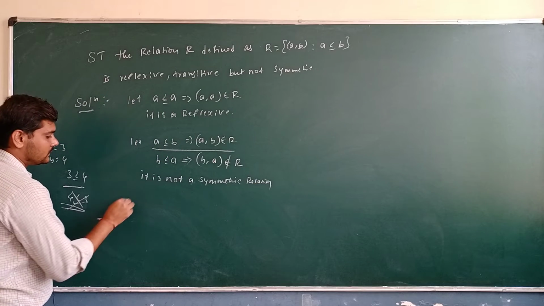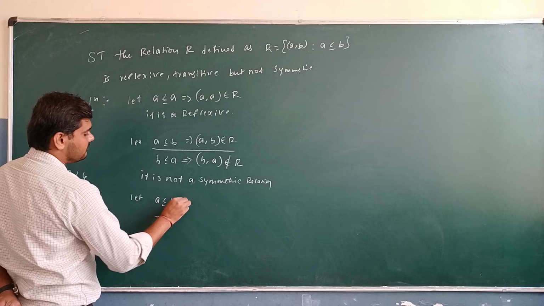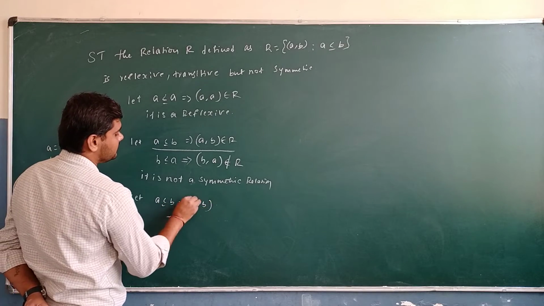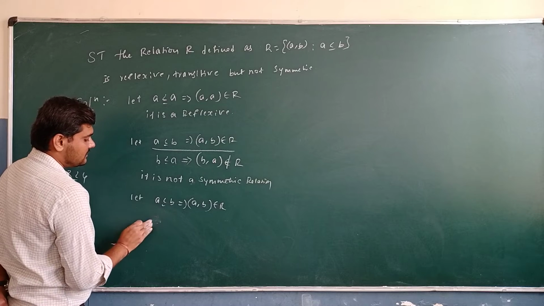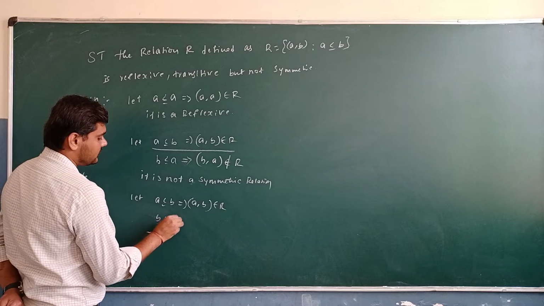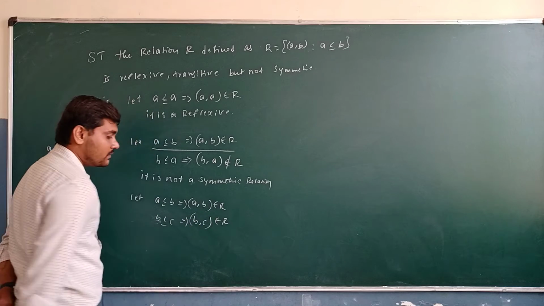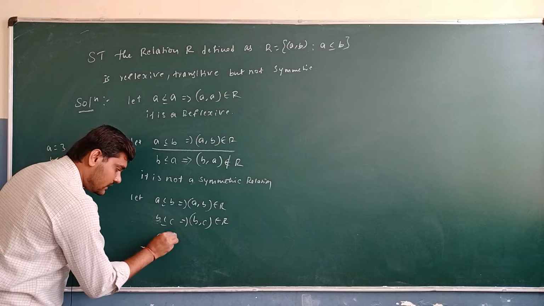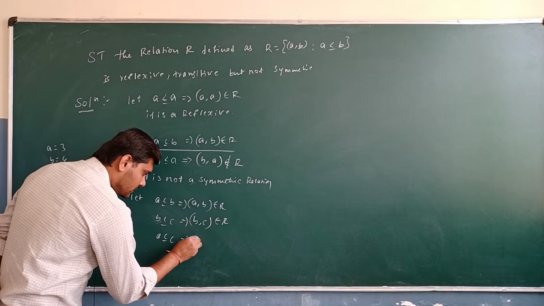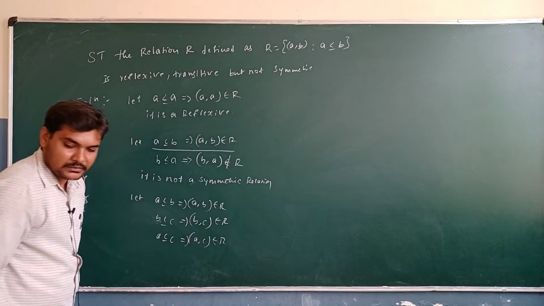So third one is, let a less than or equal to b, means (a, b) belongs to R, and b less than or equal to c, which implies that (b, c) also belongs to R. I am taking (a, c): a is less than or equal to b, so (a, c) also belongs to R. Let me give an example here.